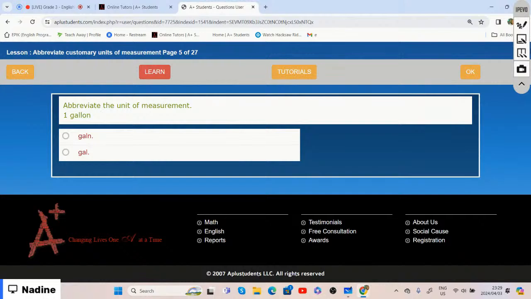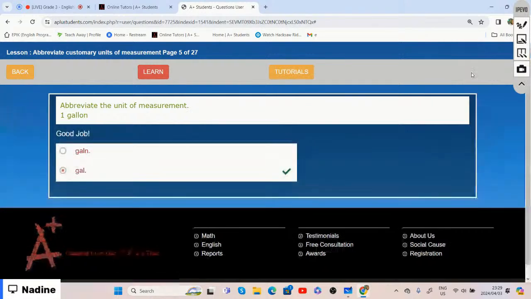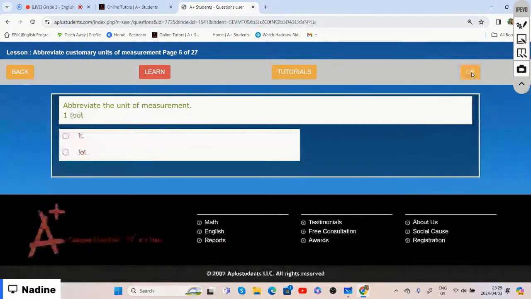All right, yes. All right, and if we choose gallon, then we can say gallon is GAL. So well done. GAL is correct. And remember, guys, let's not forget to put the period at the end of that word, right? That will basically show that we have abbreviated that word. We have shortened that specific word. All right, let's do the last one.